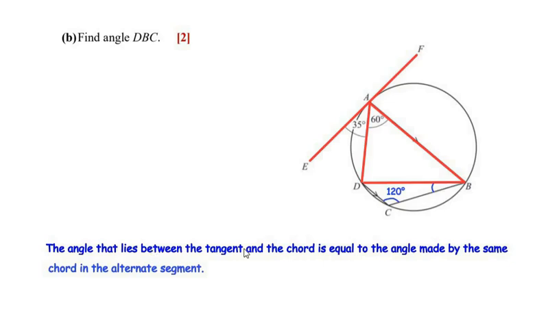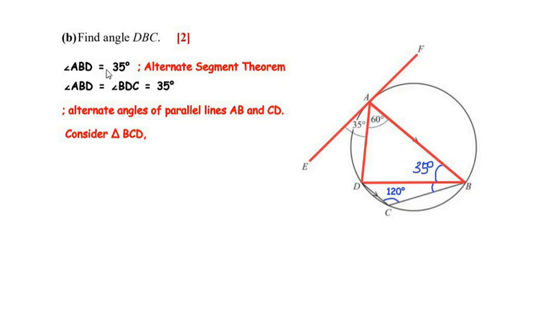So according to the alternate segment theorem, the angle made by the chord with the tangent in the minor segment will be equal to the angle made by the same chord in the major segment. So angle ABD will be equal to 35 degrees. So let us write here angle ABD is equal to 35 degrees, that is by using the alternate segment theorem.